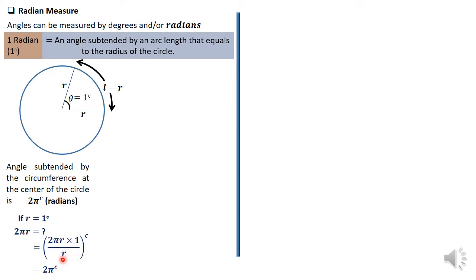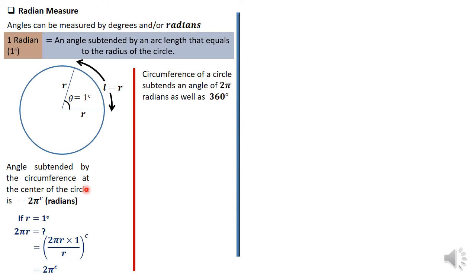And please understand that this also equals 360 degrees, because a complete turn again is 360 degrees. We're talking about the angle at the center of a circle subtended by the whole circumference of the circle. Another statement here: the circumference of a circle subtends an angle of 2 pi radians, and also 360 degrees. Therefore, 2 pi radians being equal to 360 degrees, it means that 1 radian, dividing both sides by 2 pi, should give us 360 divided by 2 pi, which gives us 180 over pi degrees.